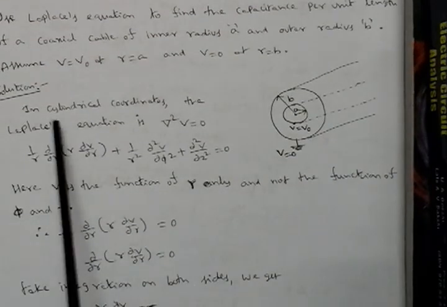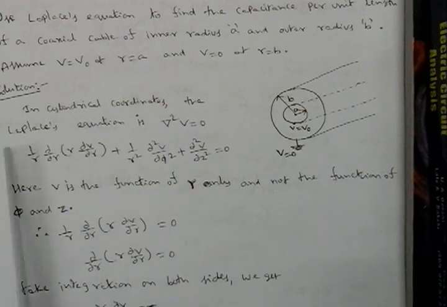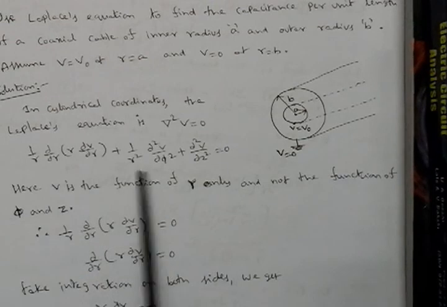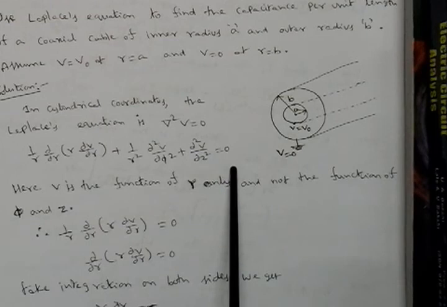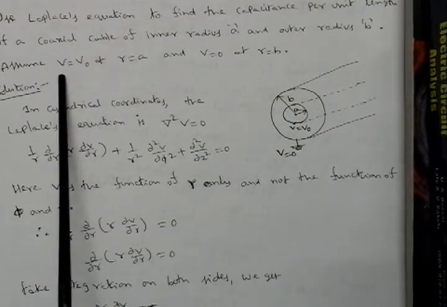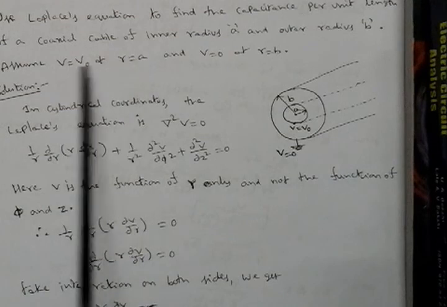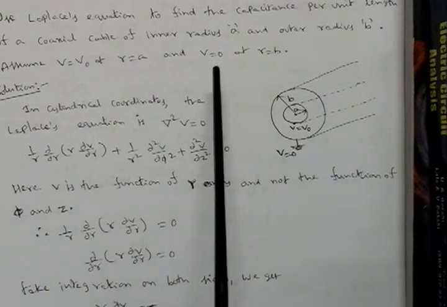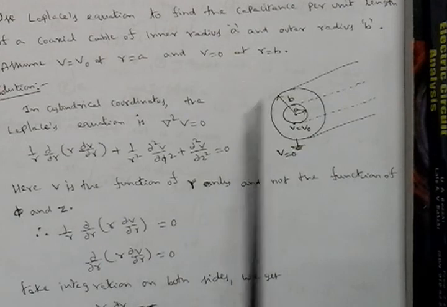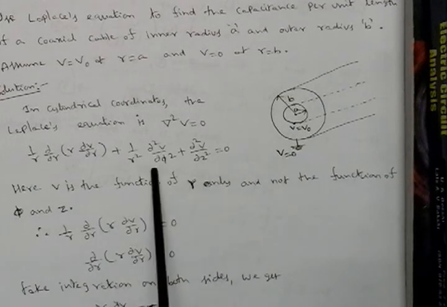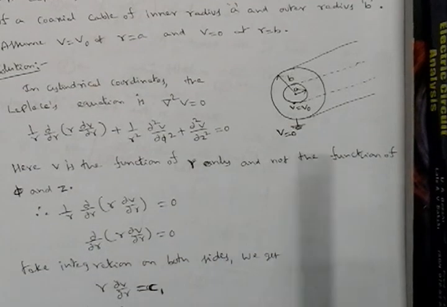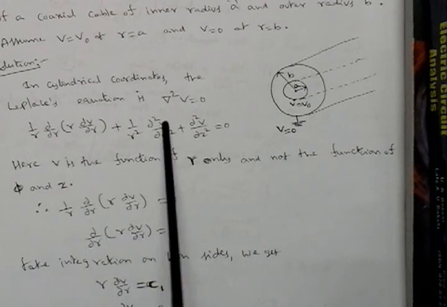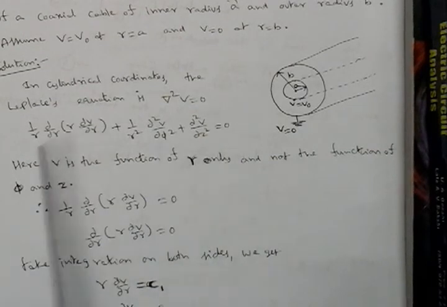The cable is a cylindrical shape, so in the cylindrical coordinate system we need to write the complete del square V formula. Del square V is equal to 1 by r dou by dou r of r into dou V by dou r, plus 1 by r square dou square V by dou phi square, plus dou square V by dou z square, is equal to 0. If you look at the problem, V is mainly varying with respect to r only. V is not varying with respect to the other variables, phi as well as z. That means the phi term as well as the z term are neglected. So V is a function of r only, the second and third terms are neglected, and only the first term is equal to 0.